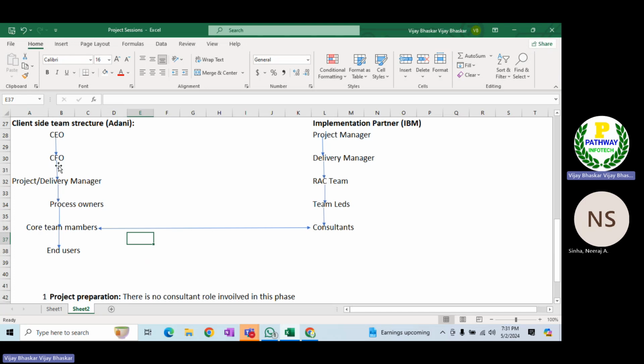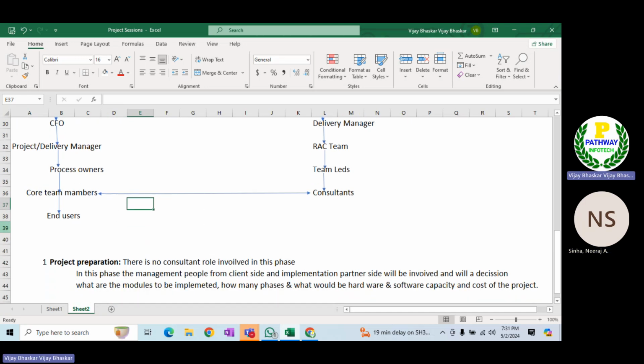Up to now, is there any query about this structure? No, sir, it's clear to me.